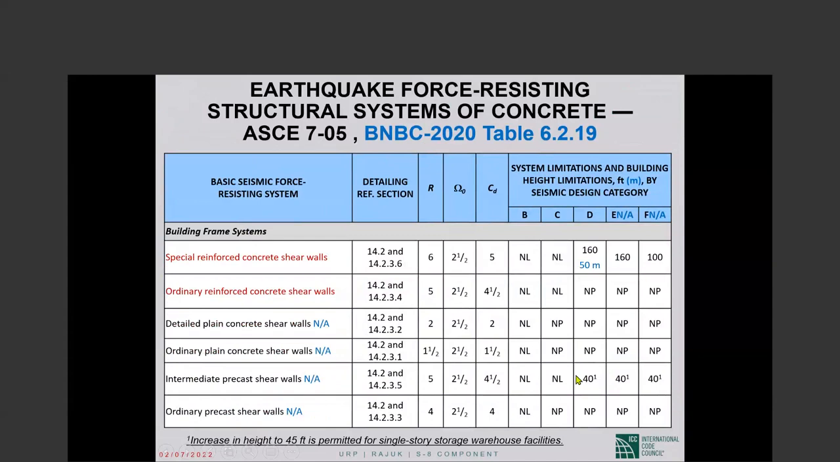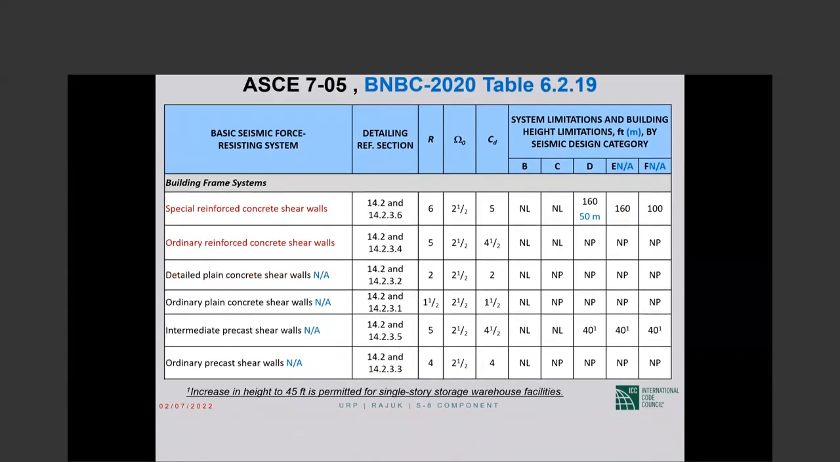Okay. The reason is, in a building frame system, the gravity loads are carried by frames, the lateral loads by shear walls. So the elements that carry lateral loads do not carry gravity load. The elements that resist lateral loads do not resist gravity. In a bearing wall system, the same shear walls that resist lateral forces also carry gravity loads for us. That's the reason for the difference in R values.